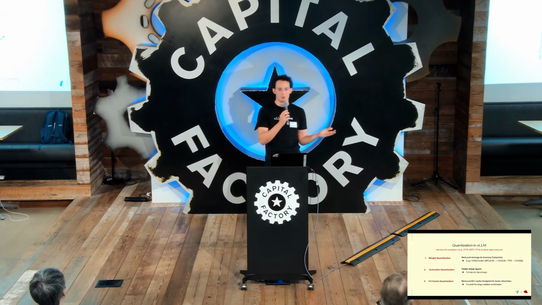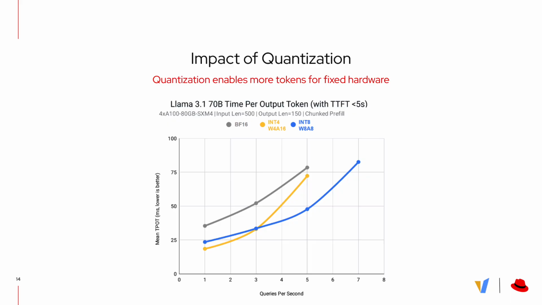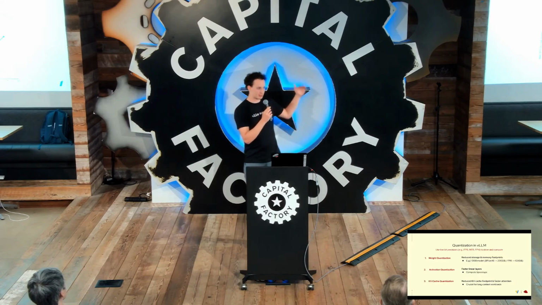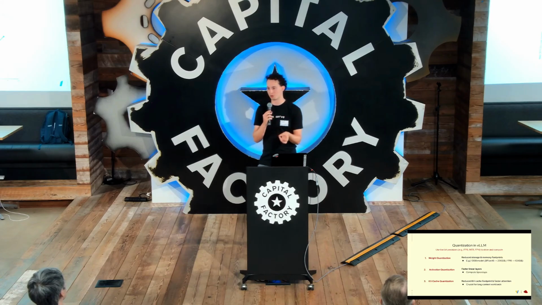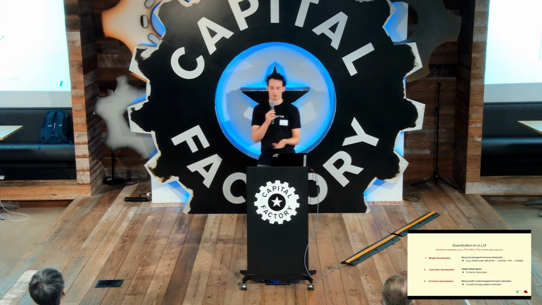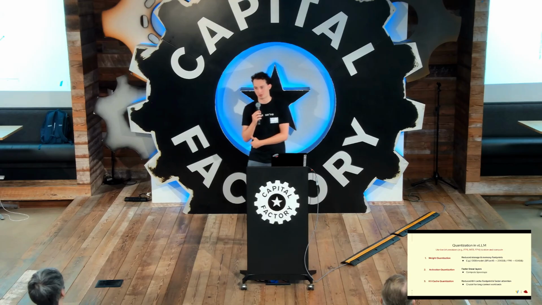I think the takeaway is that quantization enables more tokens on the same hardware, right? So if you have some fixed hardware, now suddenly with quantization you can produce a lot more tokens per second. In this plot you can see there's 2 regimes. On the x-axis is queries per second, so basically how many requests are hitting the server per second. On the y-axis you have the time it takes per output token. And obviously the time goes up as more requests are hitting the server, right? That makes sense because the GPU is being shared across more requests.